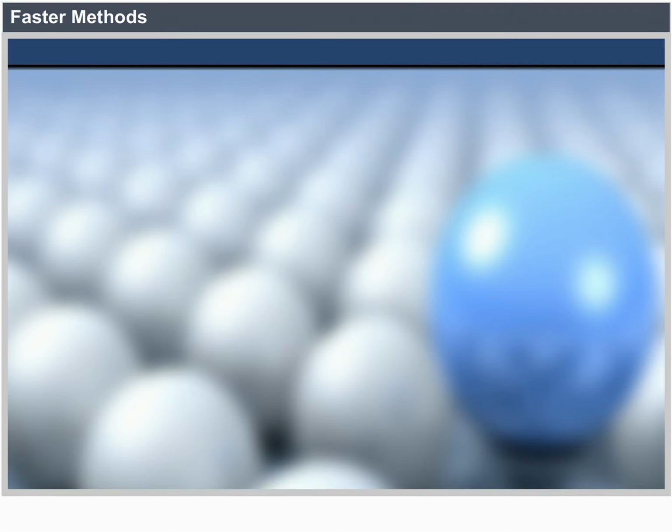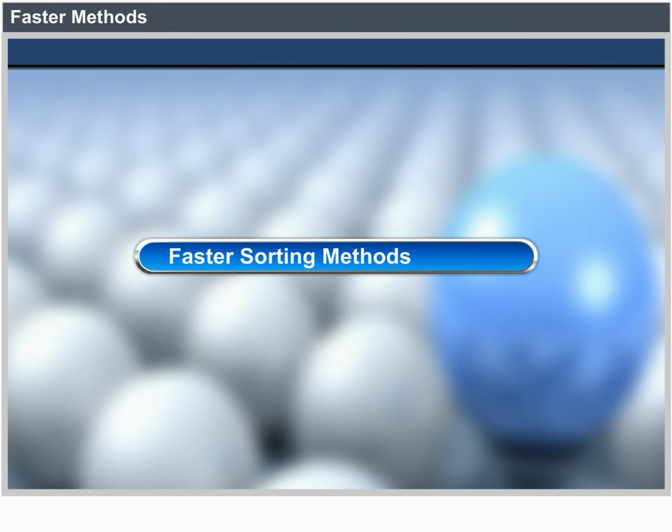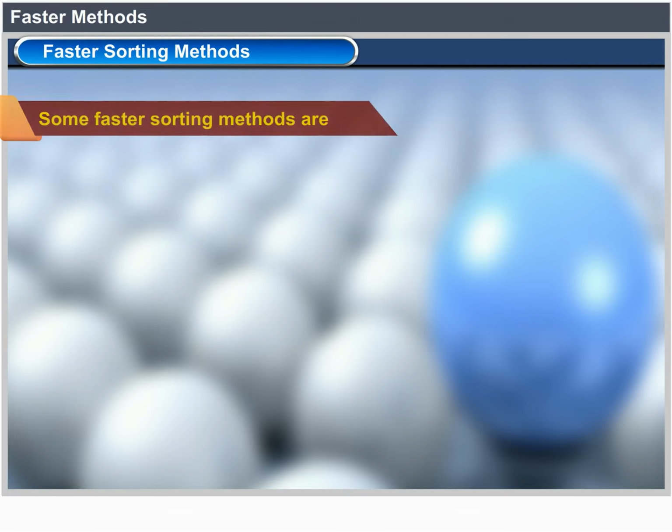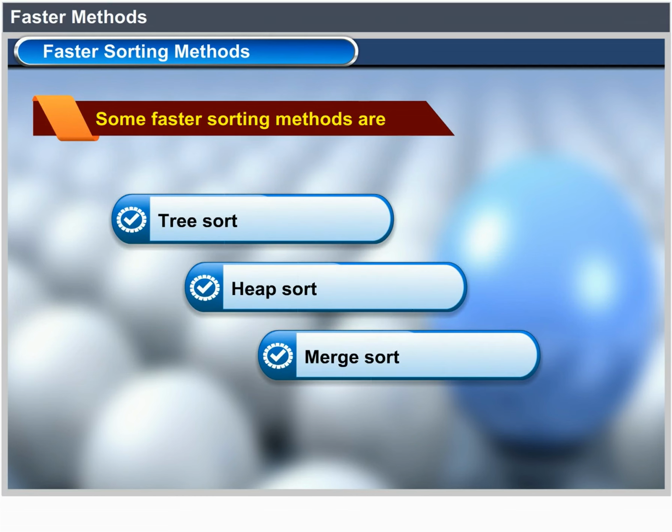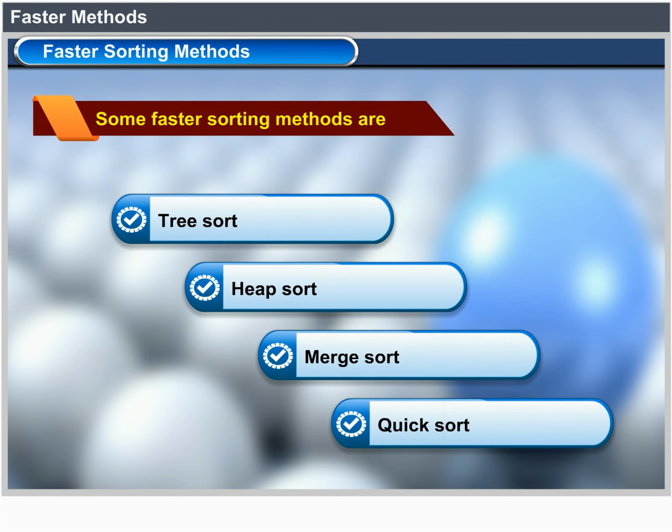Faster sorting methods. Some faster sorting methods are tree sort, heap sort, merge sort, and quick sort.